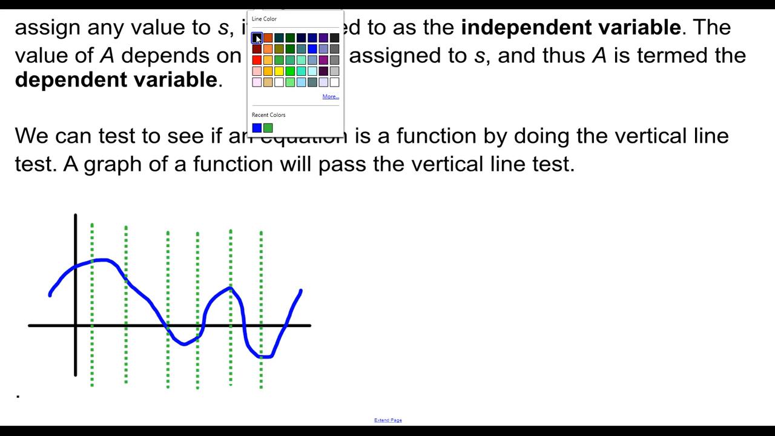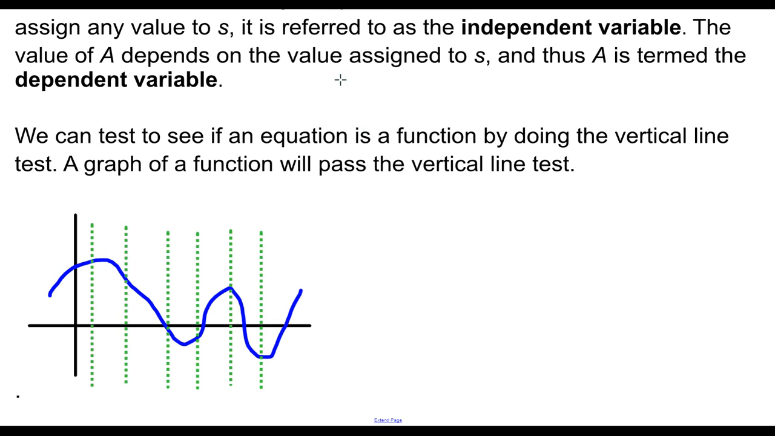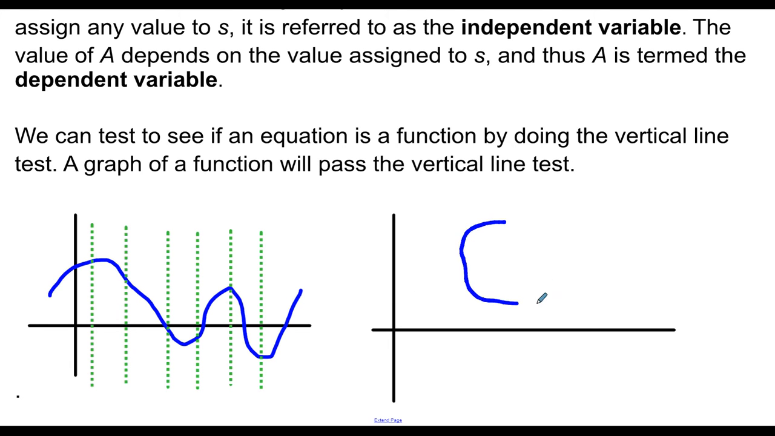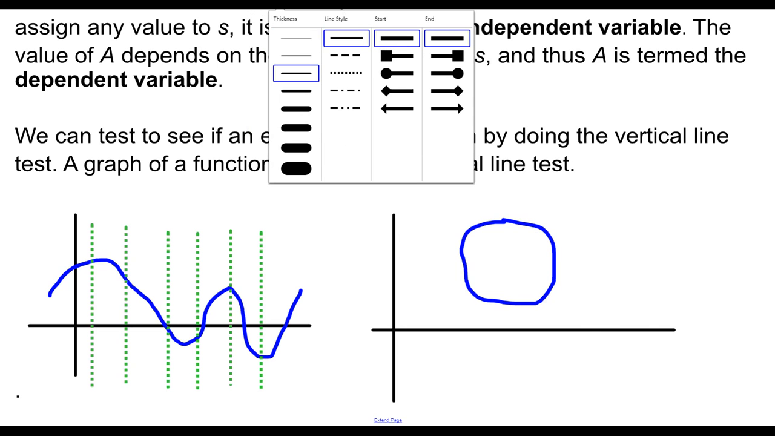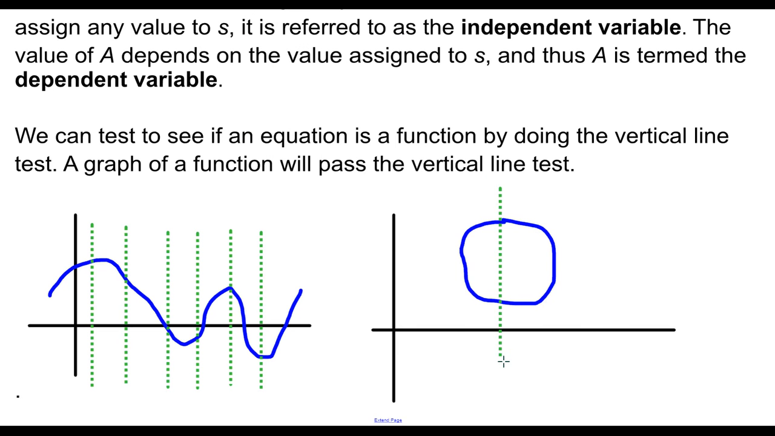Alternatively, I can have another coordinate axis, and maybe I have a shape that looks a little different. So maybe I have a shape that roughly resembles a circle. In this case, if I were to draw my vertical lines, I'm going to cross in more than one place for each spot. So I'm going to cross here, and I'm going to cross here, meaning that this does not pass the vertical line test, and therefore it is not a function.